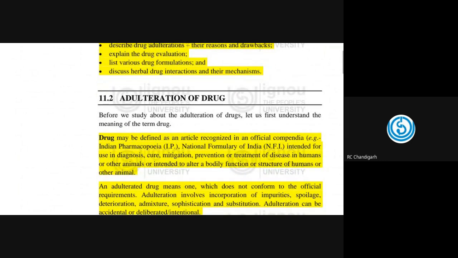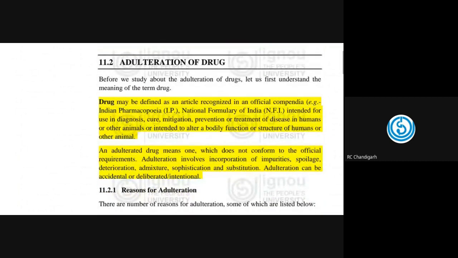Let's first understand the meaning of drug. Drug may be defined as an article recognized in an official compendia, that is Indian Pharmacopoeia, National Formulary of India, intended for use in diagnosis, cure, mitigation, prevention, or treatment of diseases in humans or other animals, or intended to alter a bodily function or structure of humans or other animals. So drug can be any substance which is used to treat, mitigate, diagnose, or prevent any disease in the humans.